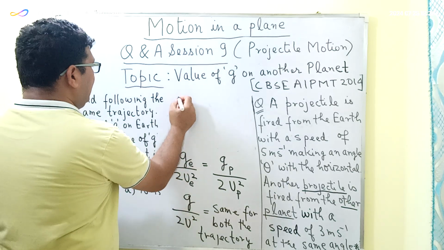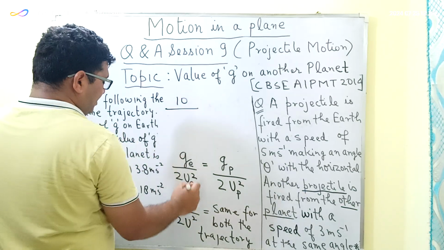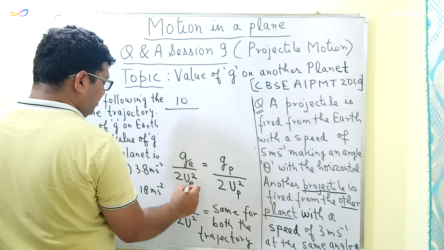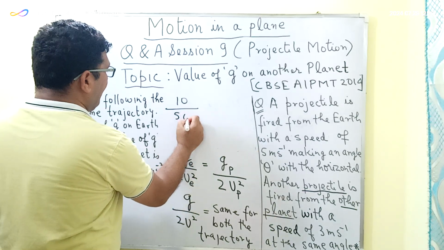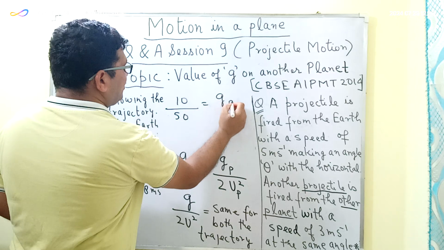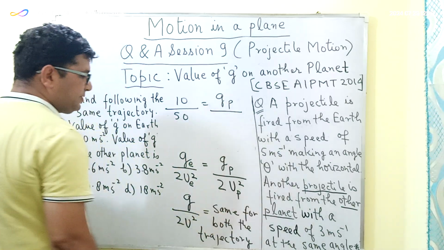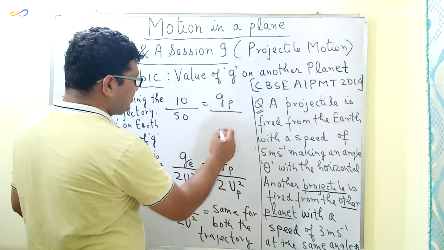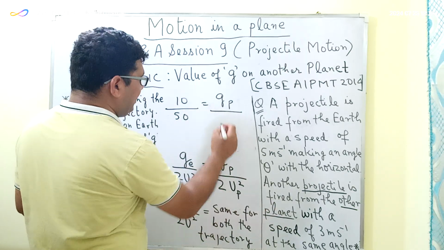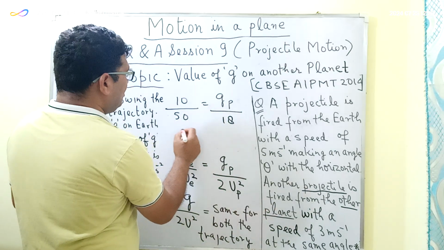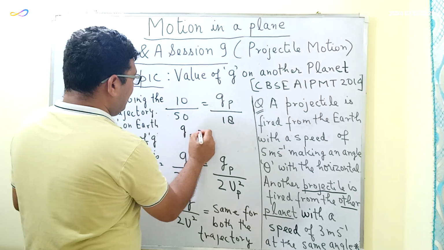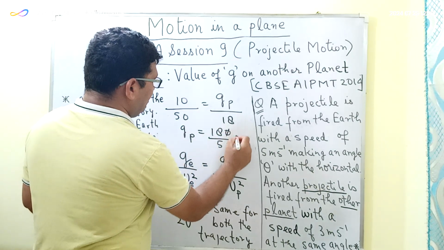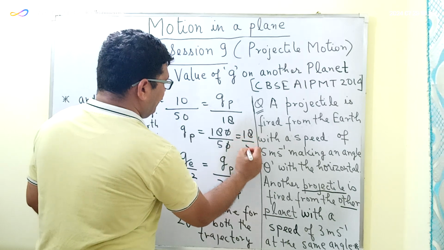So ge is equal to 10. Now ue square will be equal to 25, that is 5 square. So this is 25 into 2, which will be equal to 50. gp is something which we have to find, and up is the speed with which the projectile on the other planet is fired. So up square is equal to 9, that is 2 into 9, which is equal to 18. So gp will be equal to 180 divided by 50. This will be equal to 18 by 5.